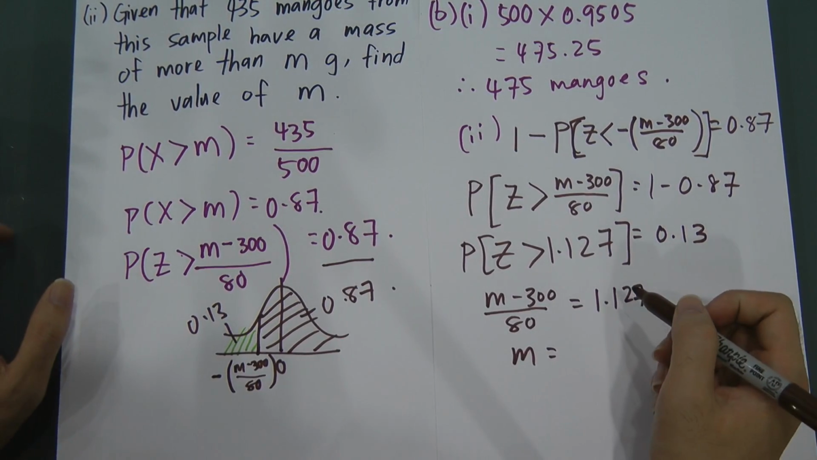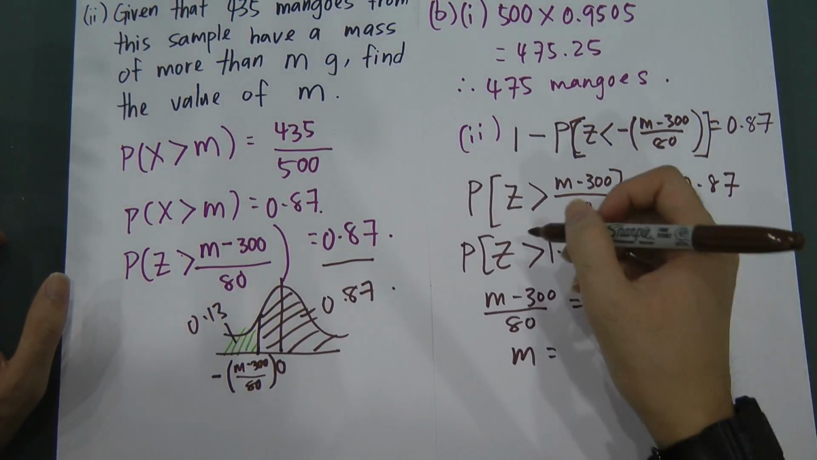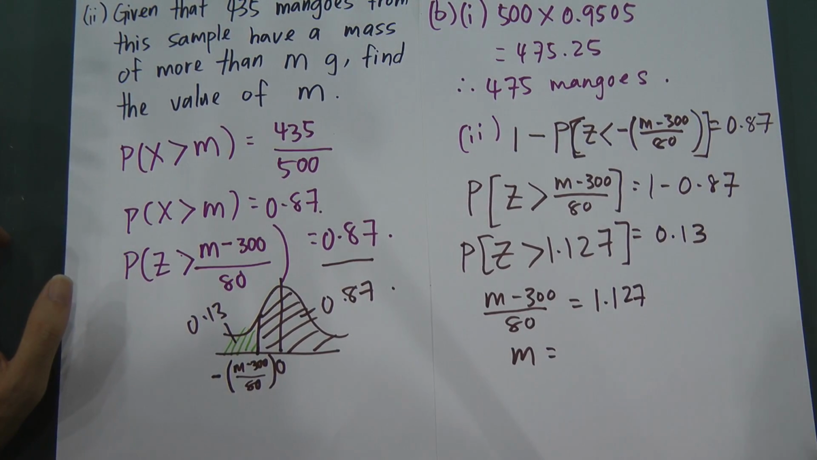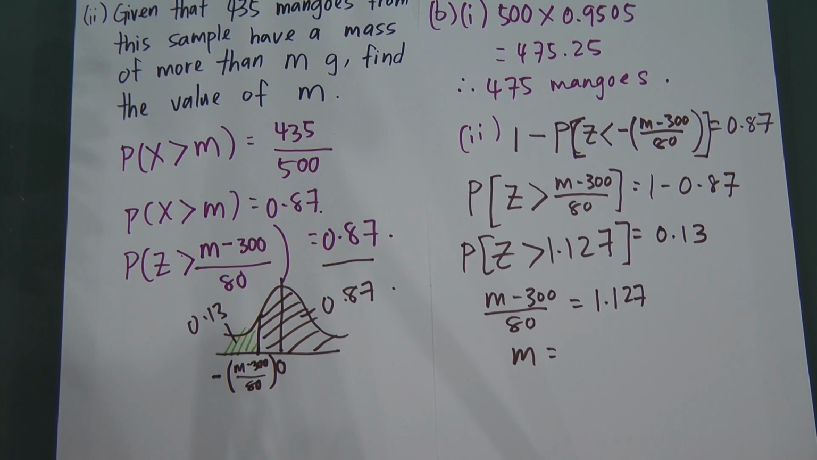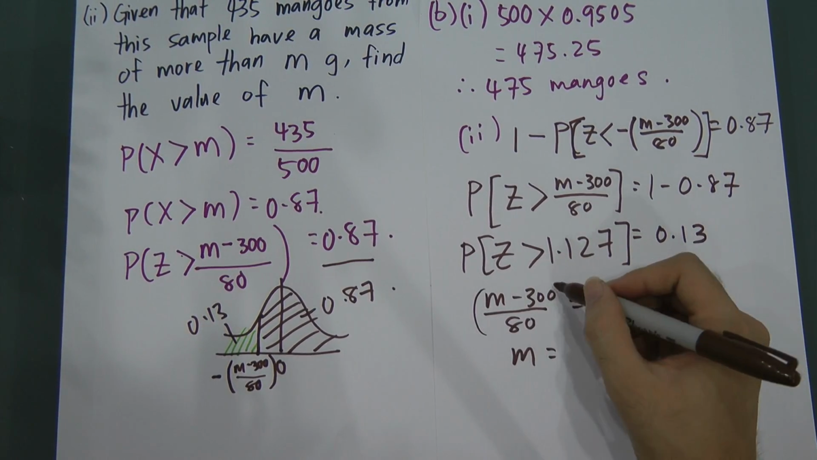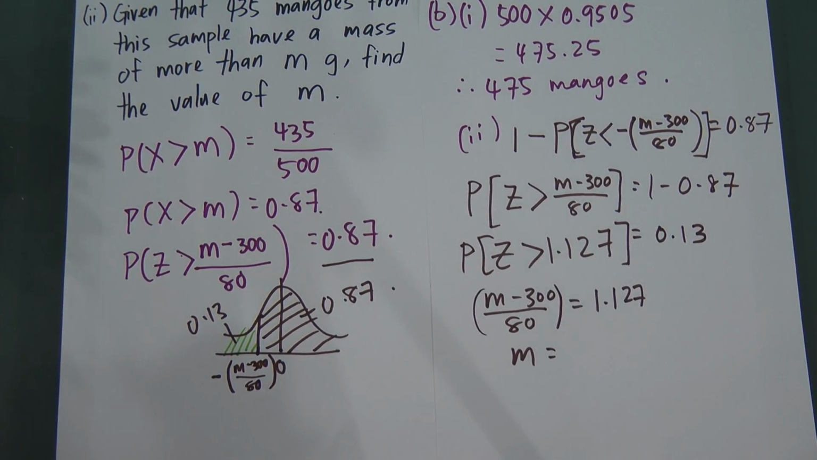We use 1.127 multiplied by 80 and then plus 300. Or you can straight away add the negative value here, because actually this one you will have a negative. So let's put the negative in place.